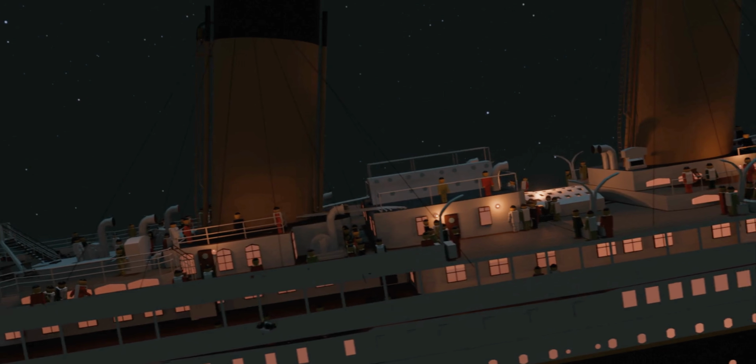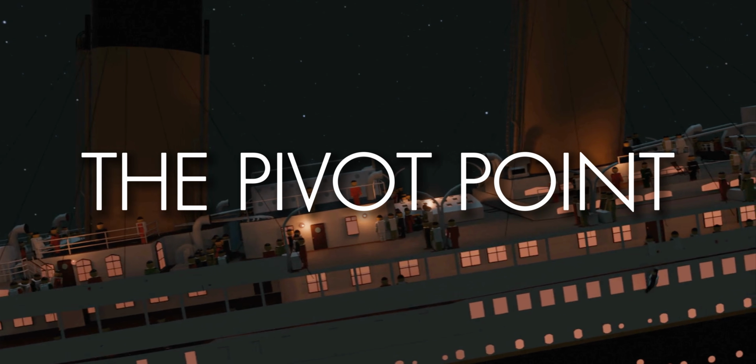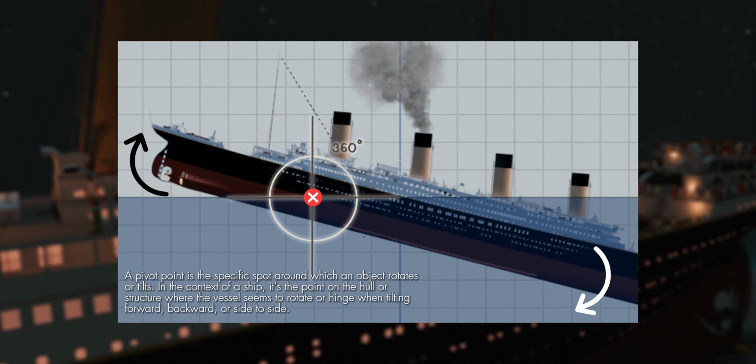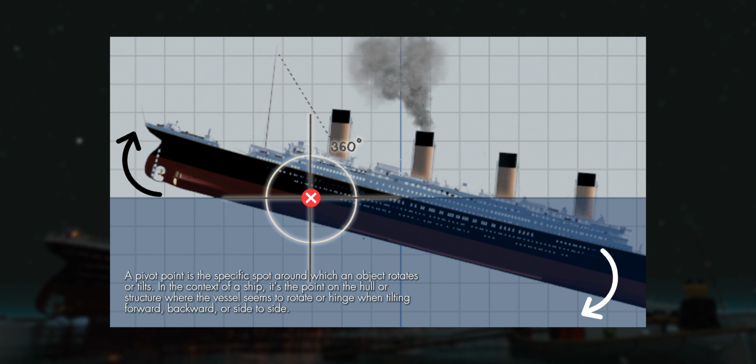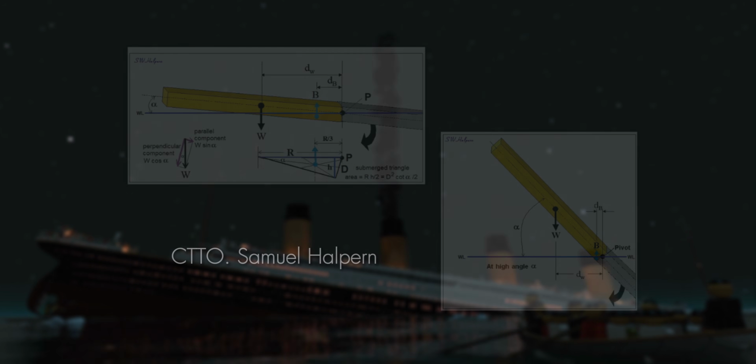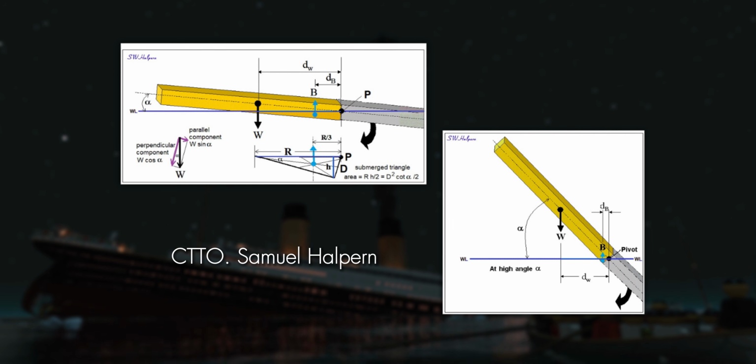Before building our timeline, we must first determine the pivot point, the area around which the ship rotated as it sank. This point represents the vessel's center of gravity and acts much like the middle of a seesaw, where rotation occurs around a balanced axis.